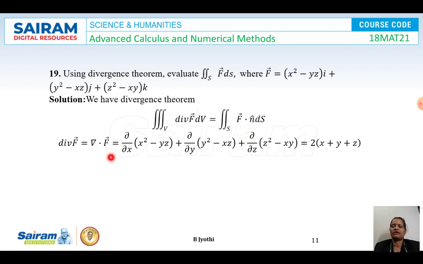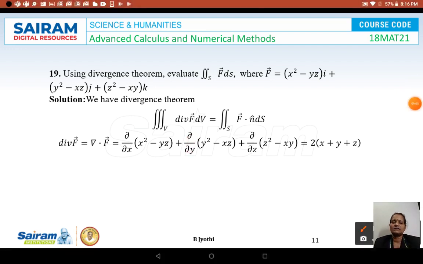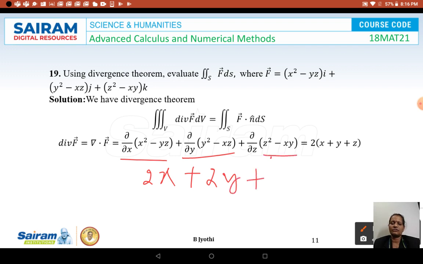Now div f is given by del dot f, that is dou by dou x of x squared minus yz plus dou by dou y of y square minus zx plus dou by dou z of z square minus xy. Here when I take dou by dou x of x square minus yz, we will get 2x, and dou by dou y of y square minus xz will be 2y, and dou by dou z of z square minus xy will be 2z. So on simplification we can take the 2 outside, we get x plus y plus z.